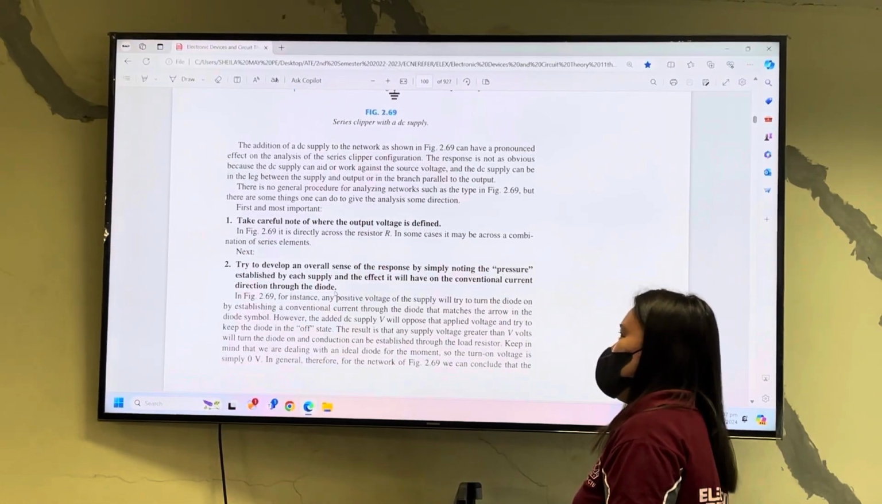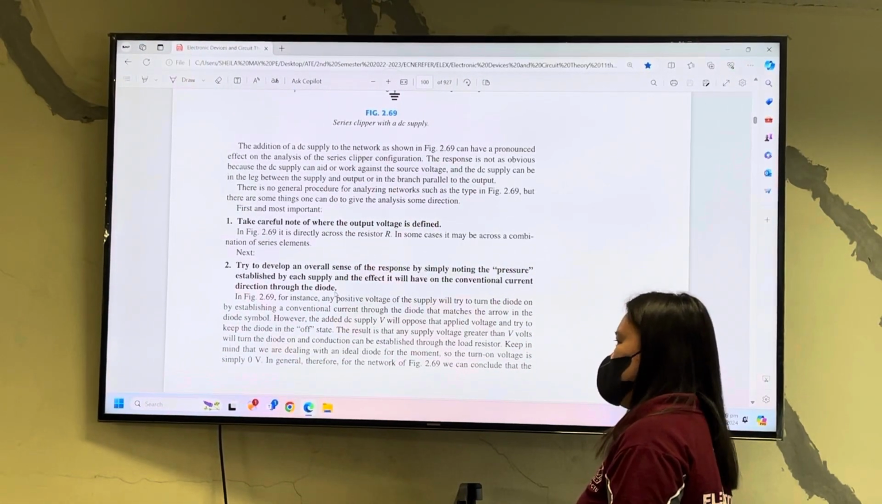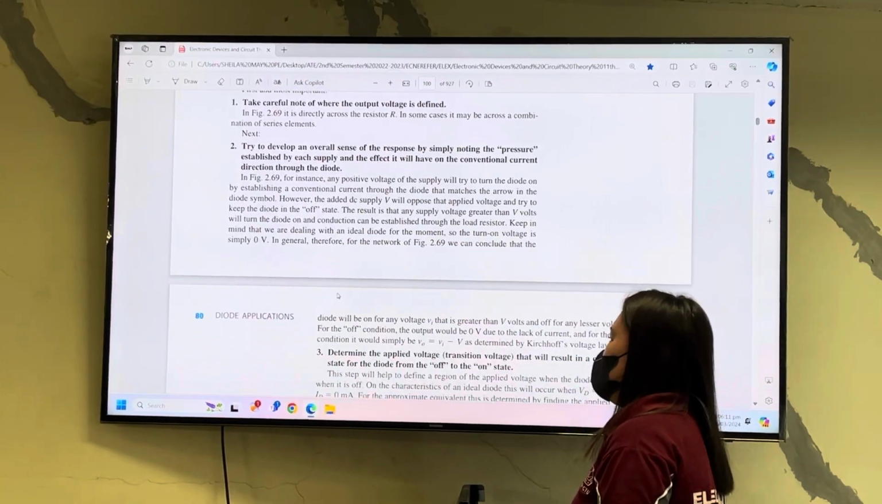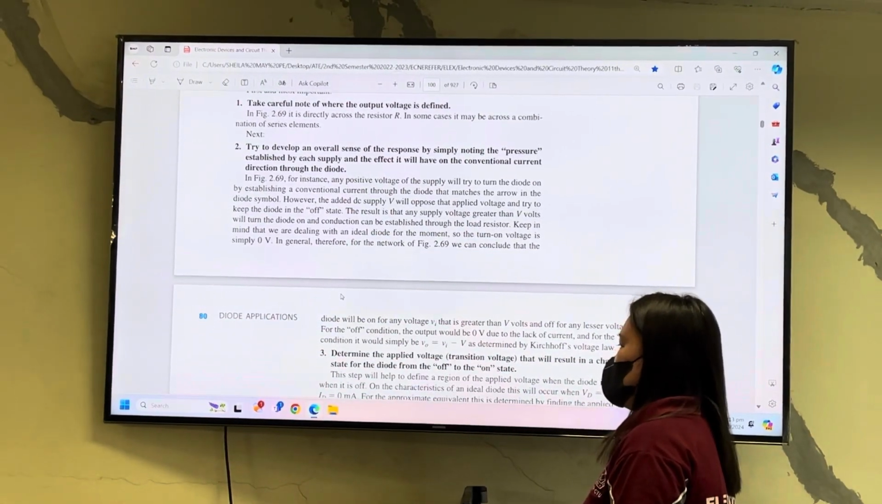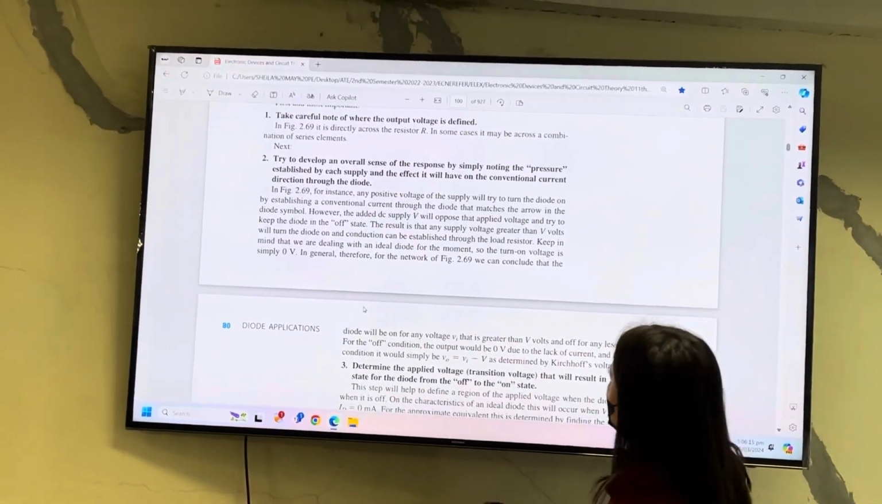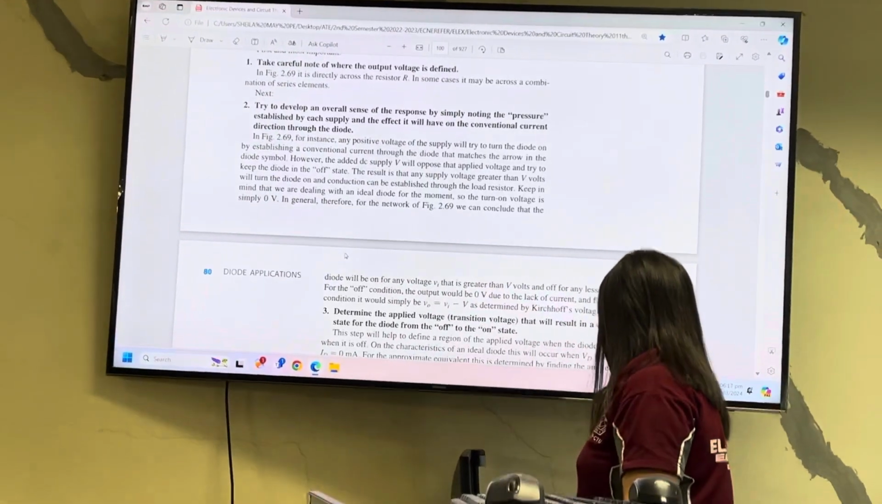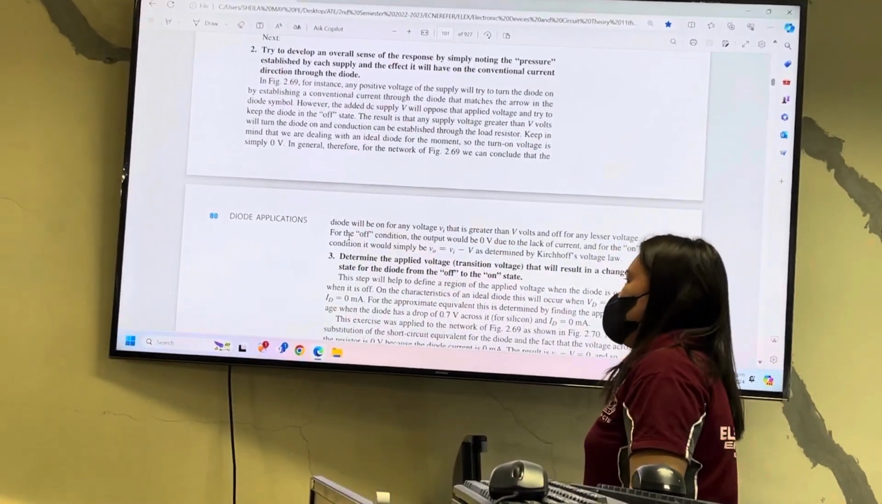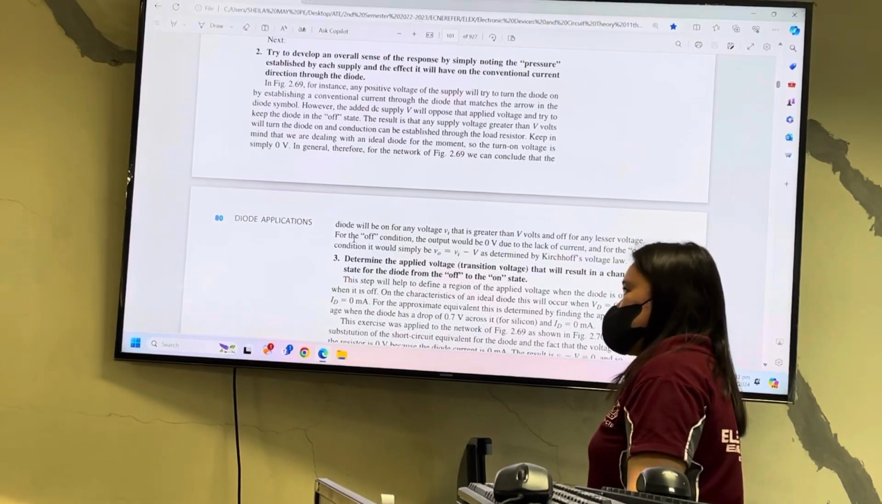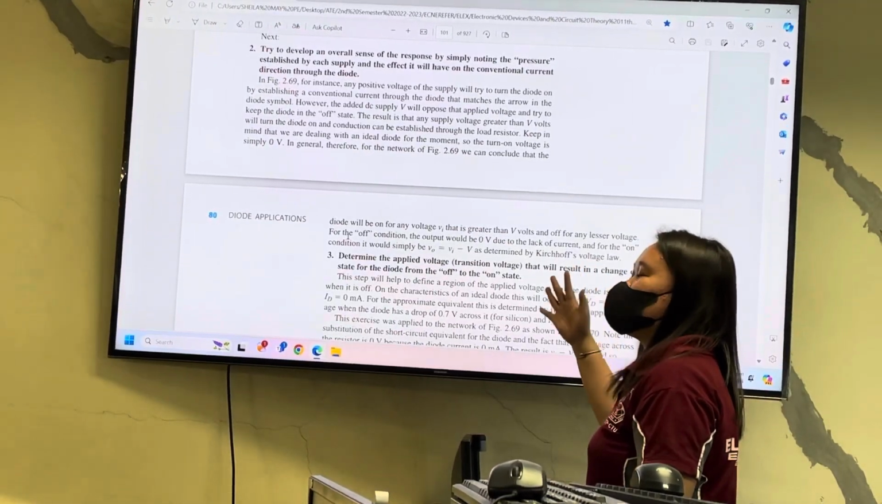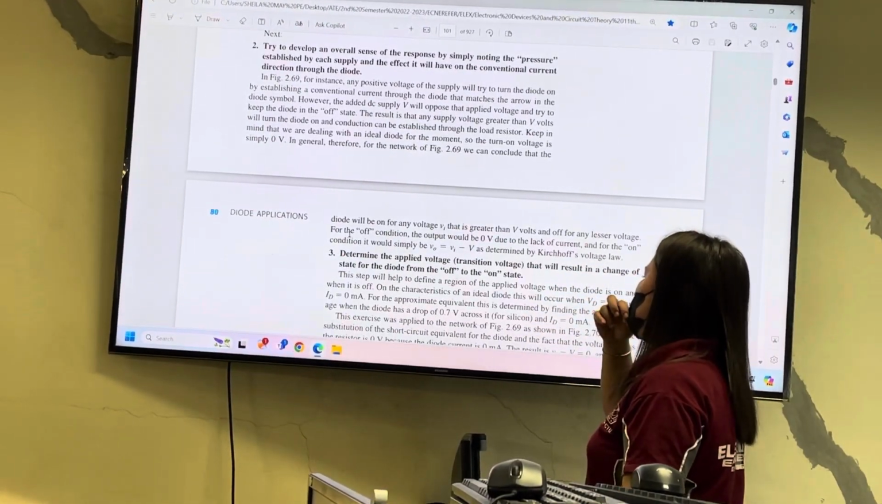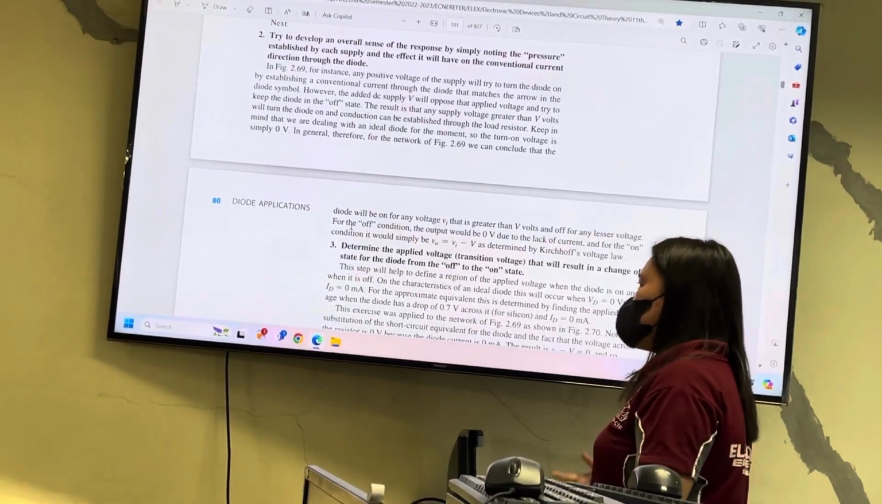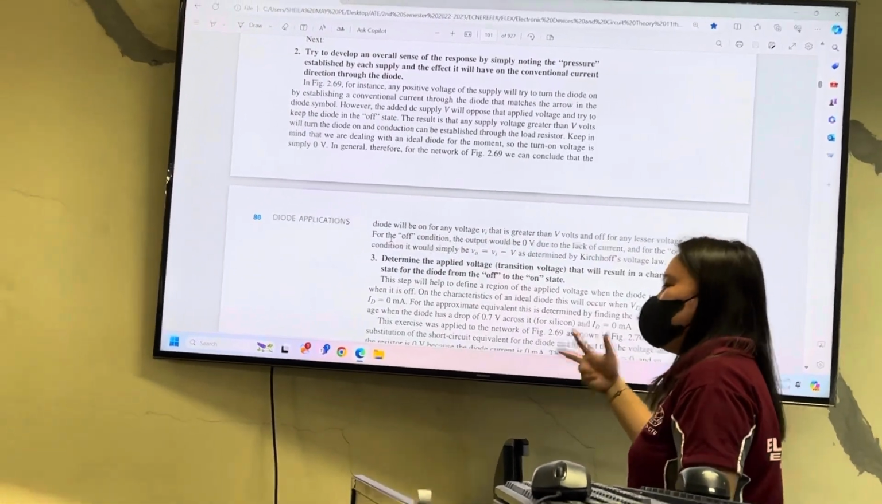Apply and the effect it will have on the conventional current direction of the diode. Okay, I will explain that later. Determine the applied voltage, or our transition voltage, that will result in a change of the state for the diode from on to off, off to on, and on to off.